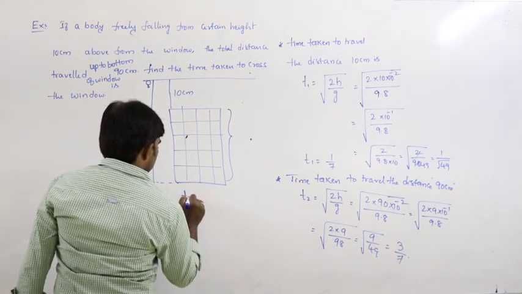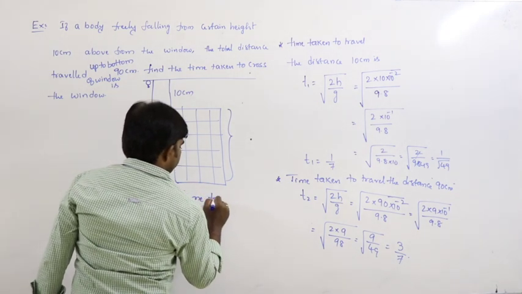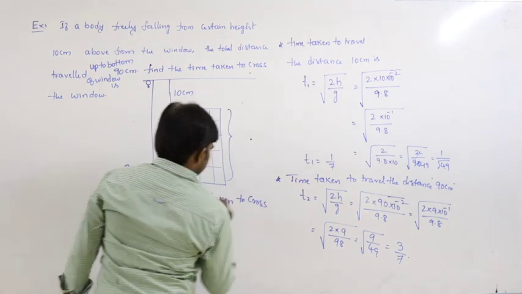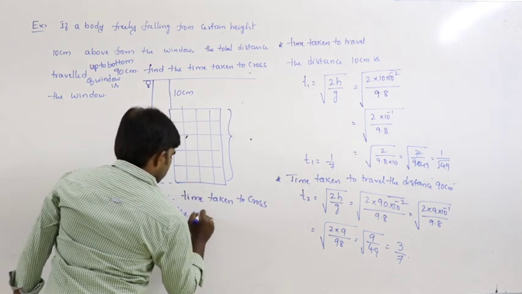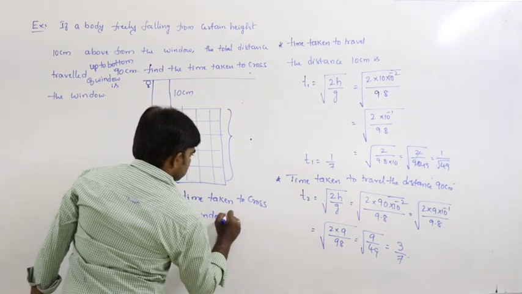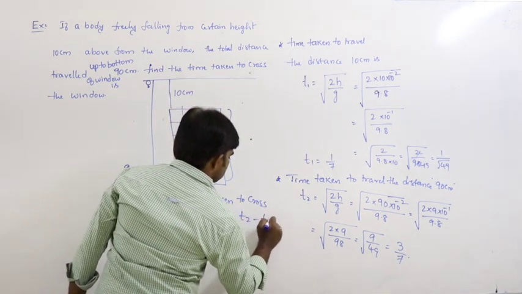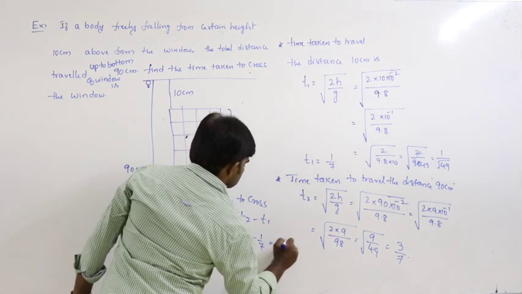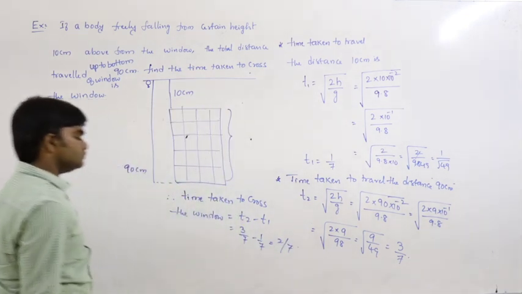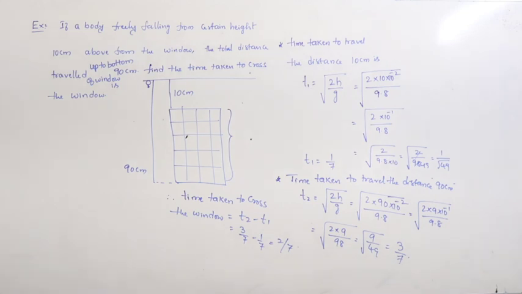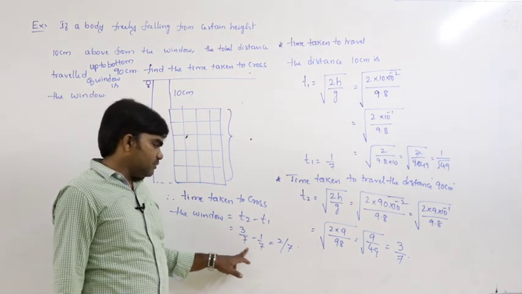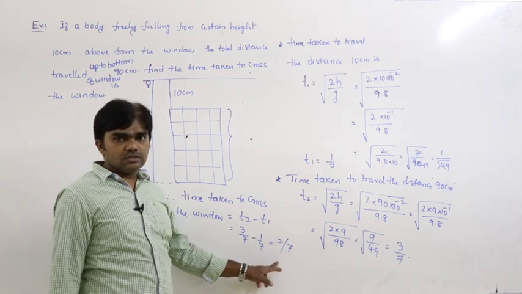Therefore, the time taken to cross the window is equal to T2 minus T1. That is 3 by 7 minus 1 by 7, so 2 by 7. Time taken to cross the window is T2 minus T1, that is 3 by 7 minus 1 by 7. That value is 2 by 7.